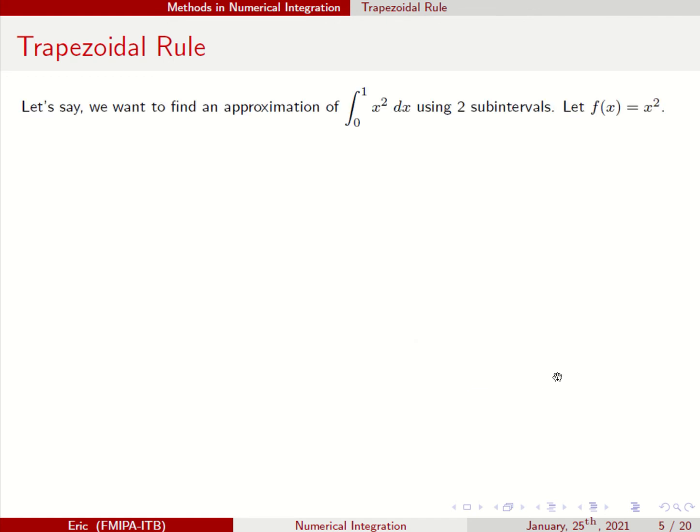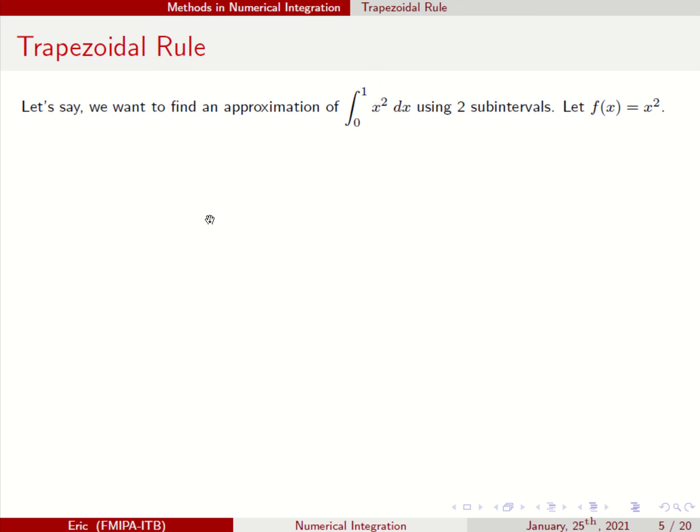So let's say that we want to find an approximation of this. I want to find the area under x squared from interval 0 to 1, using two subintervals. So I have 0 to 1. I divide it into two subintervals to make it simpler. We want to use two subintervals that have the same length.